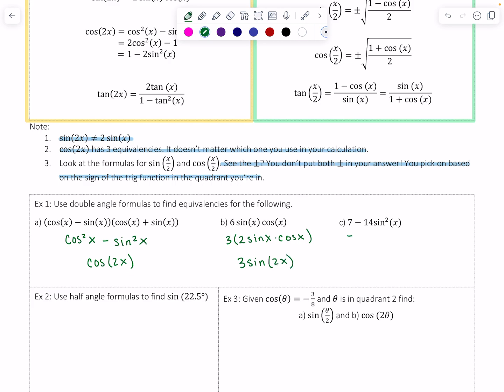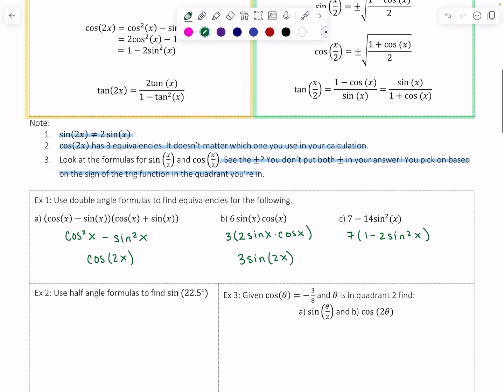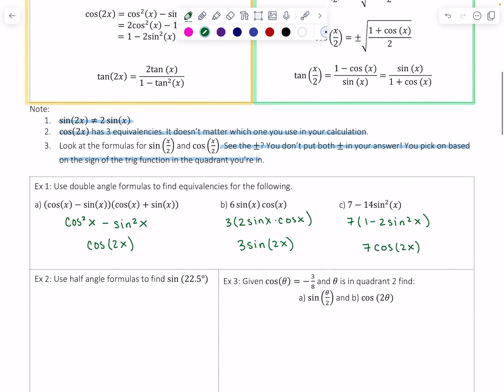And one more here with factoring. Let's factor out a 7. 1 minus 2 sine squared x. Looking up here at some formulas that we have to pull from, we can see that we have 1 minus 2 sine squared x is equal to cosine 2x. So we're going to have 7 times cosine of 2x. All right, so you can of course rearrange things to work for your formulas and kind of simplify them out.